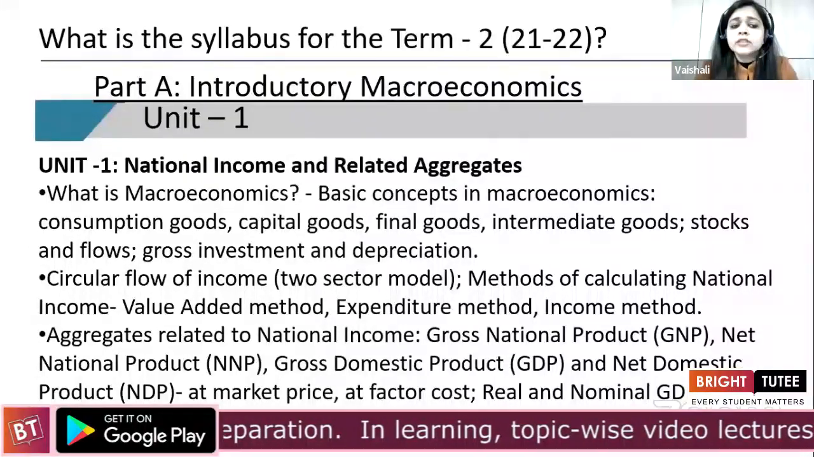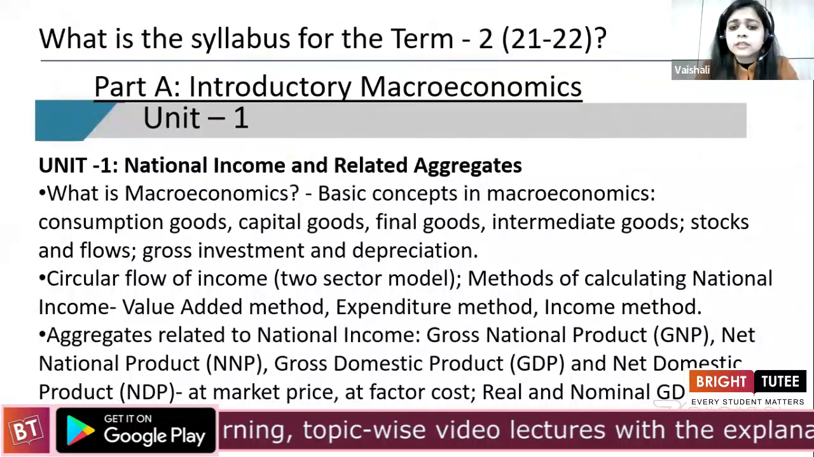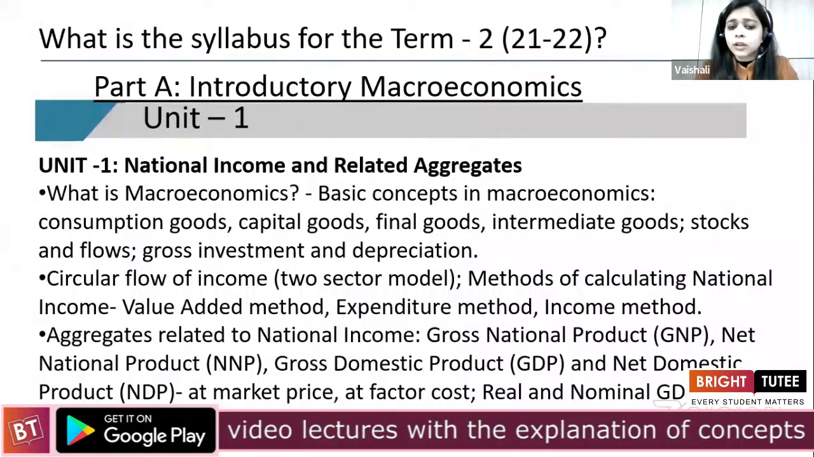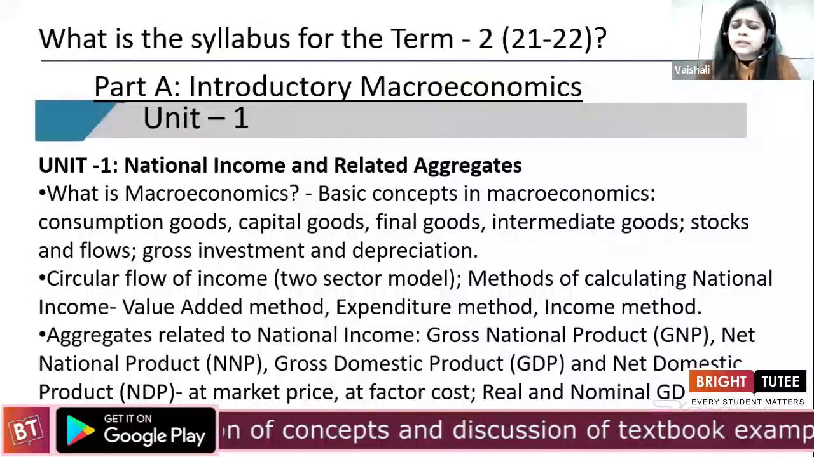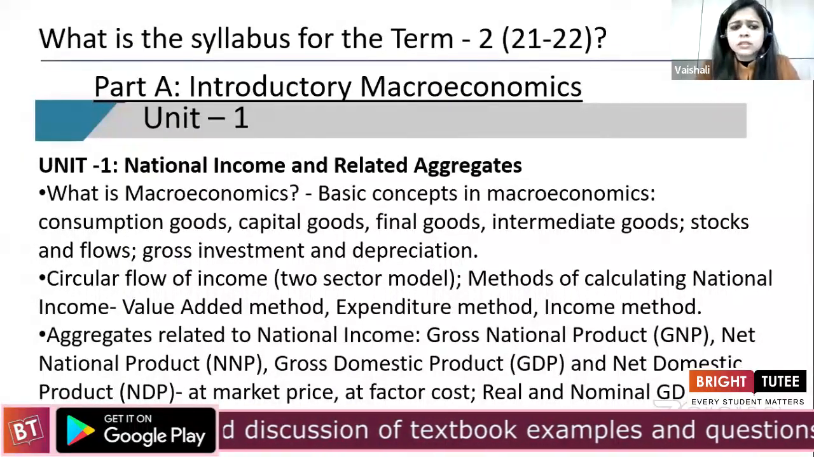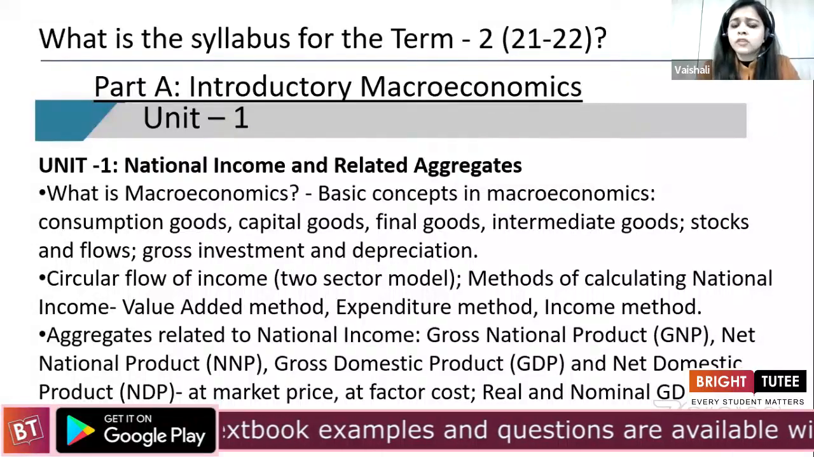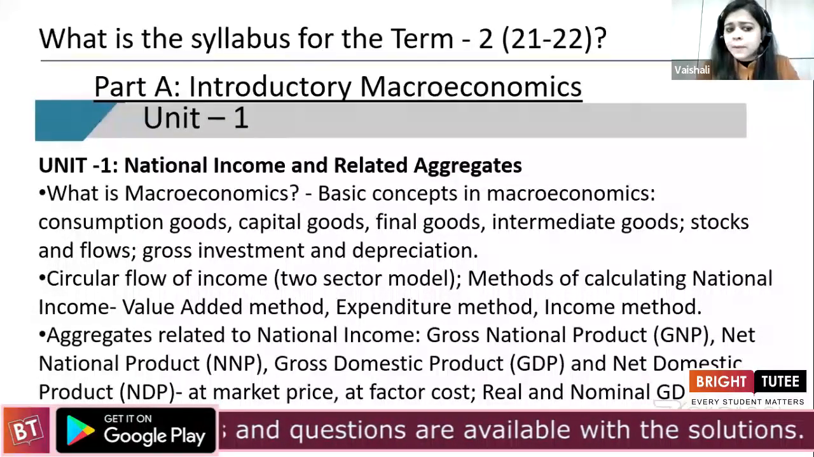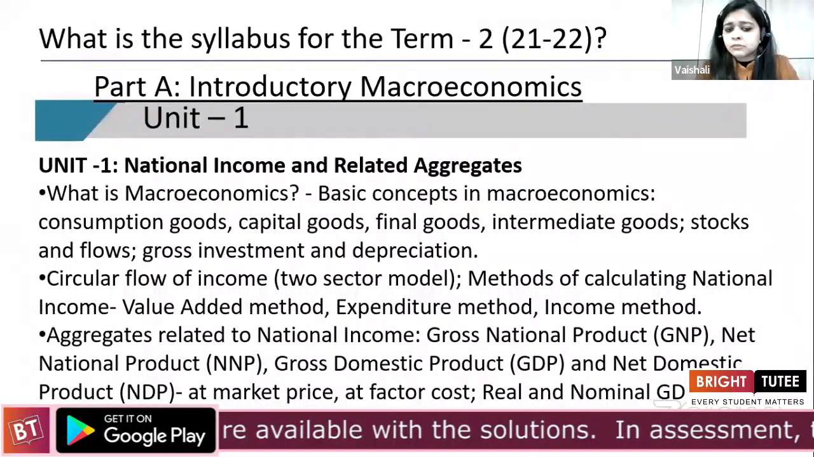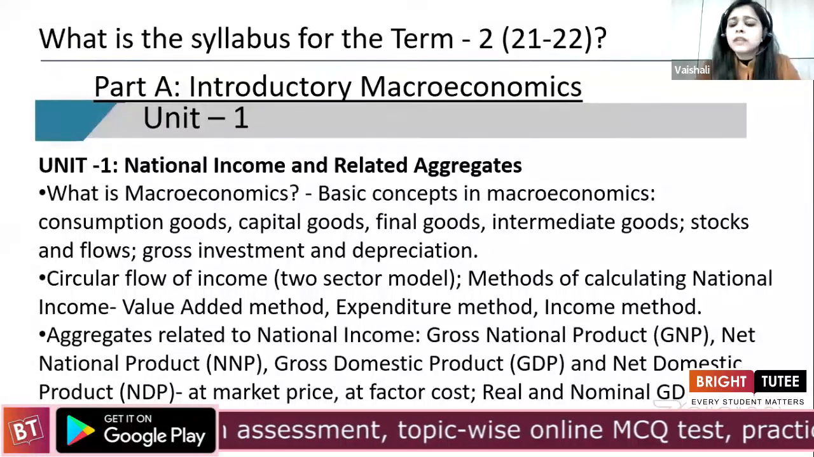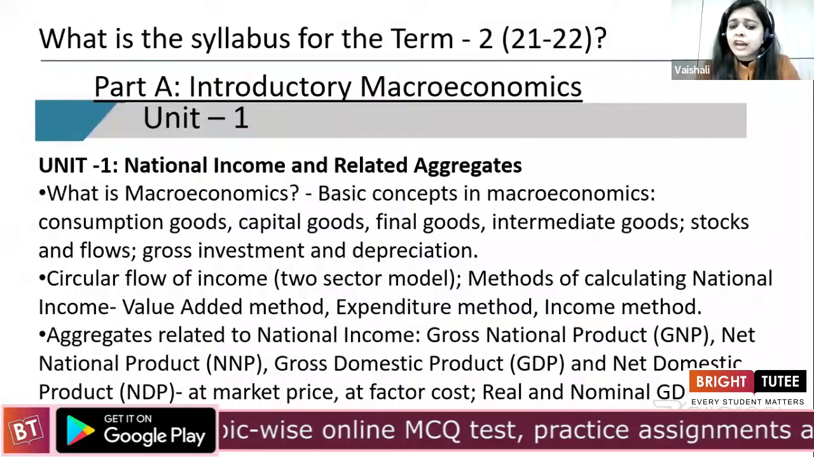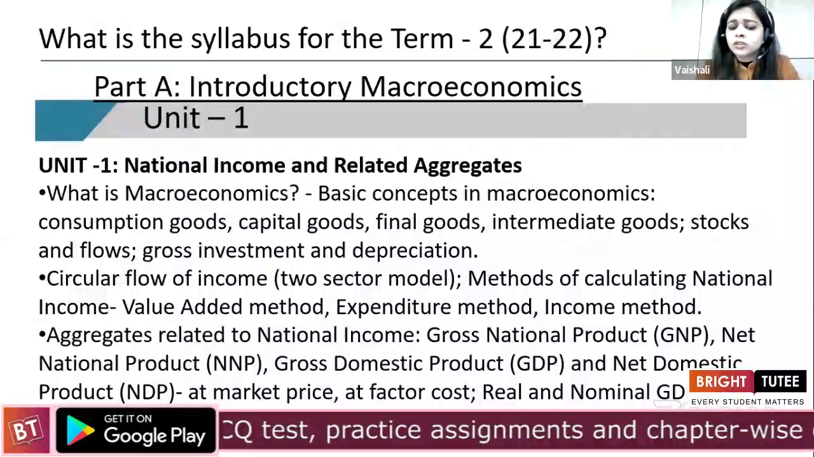So first we have Unit 1, National Income. That is, what do you mean by macroeconomics, basic concepts in macro. So all the concepts like consumption goods, capital goods, intermediate goods, depreciation, investment, stock, flows, all of the basic concepts are there. Then we have circular flow of income. That is a two-sector model. 3 and 4 sector has been deleted long back. Then we have methods of calculating national income, value added, expenditure, and income method, all the three methods.